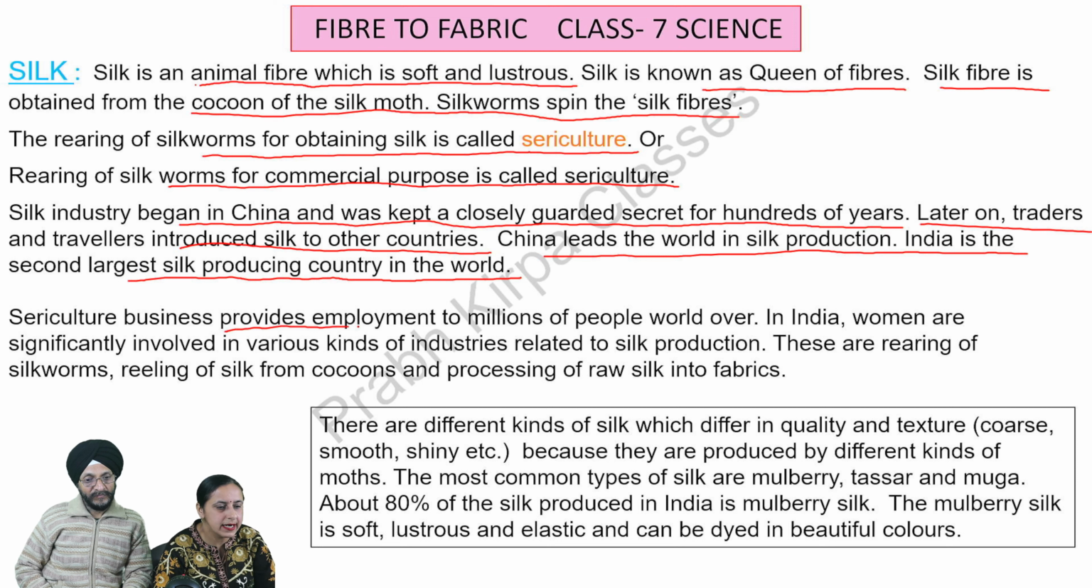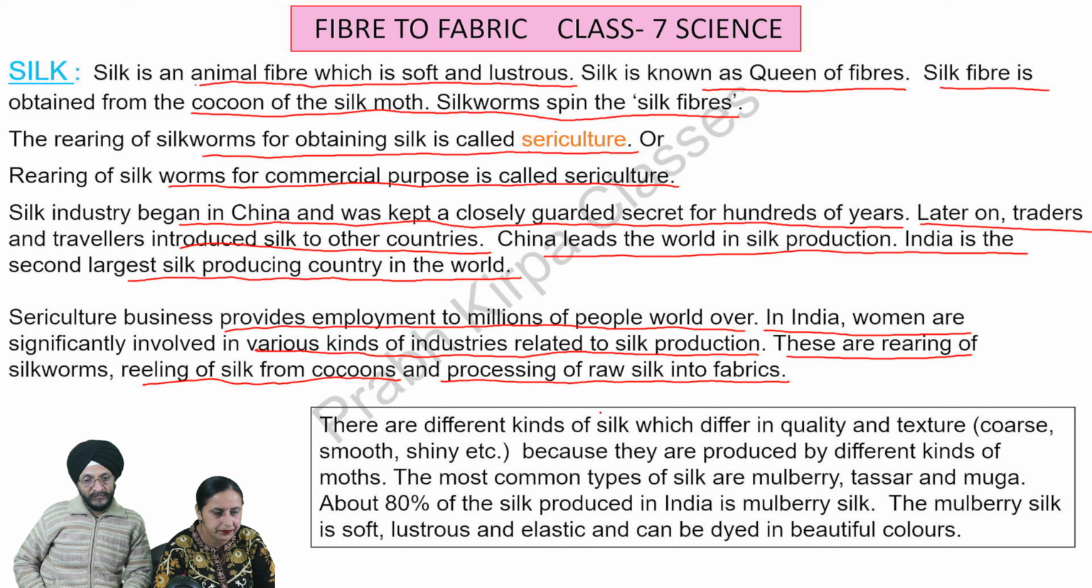Sericulture business provides employment to millions of people the world over. In India, women are significantly involved in various kinds of industries related to silk production. These are rearing of silkworms, reeling of silk from cocoons, and processing of raw silk into fabrics. There are different kinds of silk which differ in quality and texture.